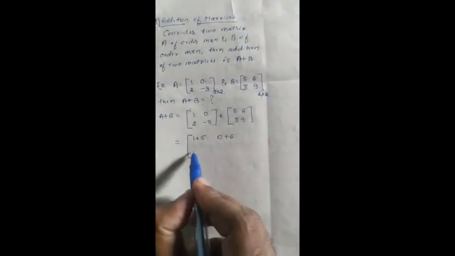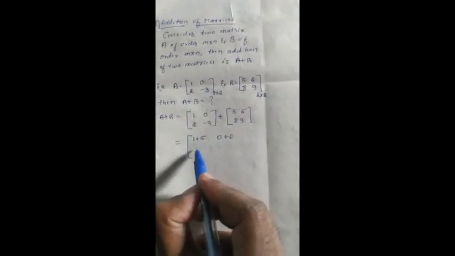Look here, 1 plus 5. Next, a11 plus a11, a12 plus a12, 0 plus 6. Next, 2 plus 8, then minus 3 plus 9. We are going to add the corresponding elements of the two matrices.